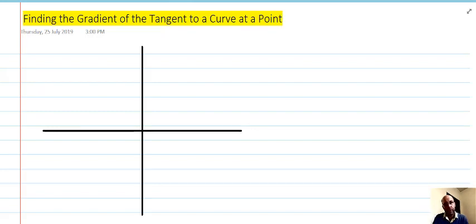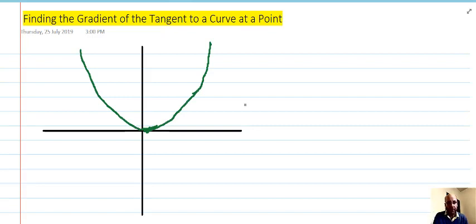We're going to continue our work on rates of change, and we're going to look at a way of finding the gradient of the tangent to a curve at a particular point. This will lead us towards the next video, which is about limits, and after that will be the derivative by first principles. So we're heading into our world of calculus gradually. Let's look at a simple example which illustrates the point of the video.